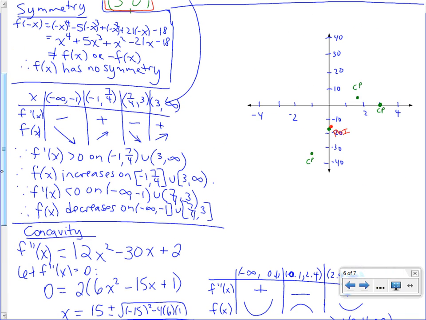And at 2.4, 2.1. So right around there is a point of inflection.